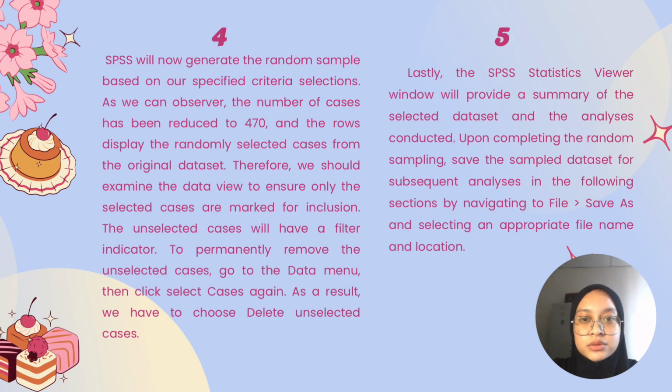Next, SPSS will now generate the random sample based on our specific criteria selection. As we can observe, the number of cases has been reduced to 470 and the rows display the randomly selected cases from the original dataset. Therefore, we should examine the Data View to ensure only the selected cases are marked for inclusion. The unselected cases will have a filter indicator. To permanently remove the unselected cases, go to the Data menu, then click Select Cases again. As a result, we have to choose Delete unselected cases.